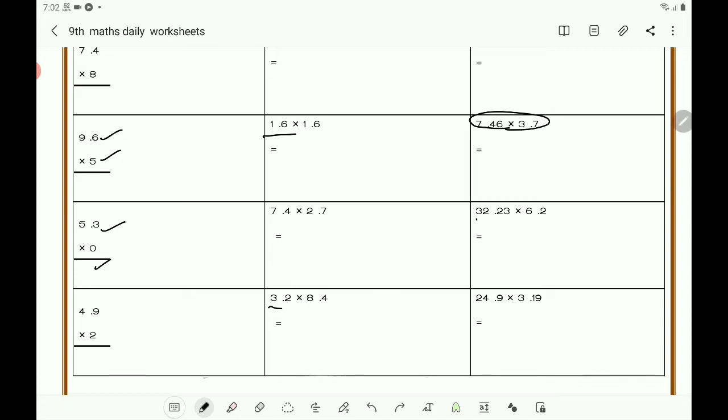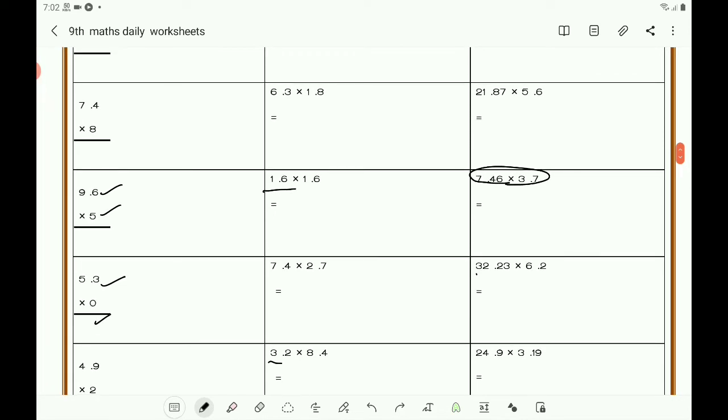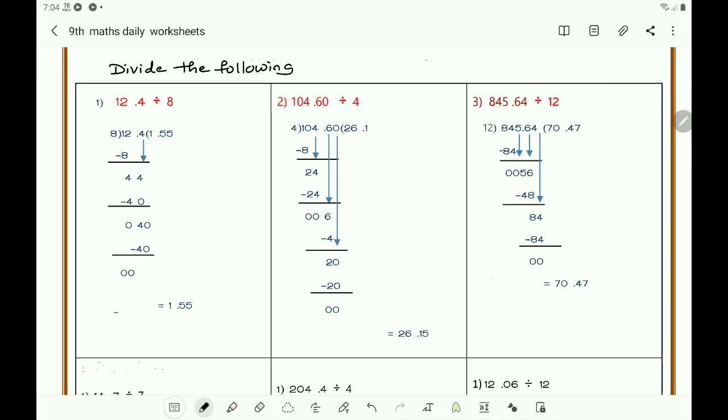After that, put the decimal point after 1 plus 2, after 3 digits, that is 3 digits come after the decimal point. In this way, complete the multiplication by using the given hints. Next, divide the following. Children, it is a division of decimals from a number.